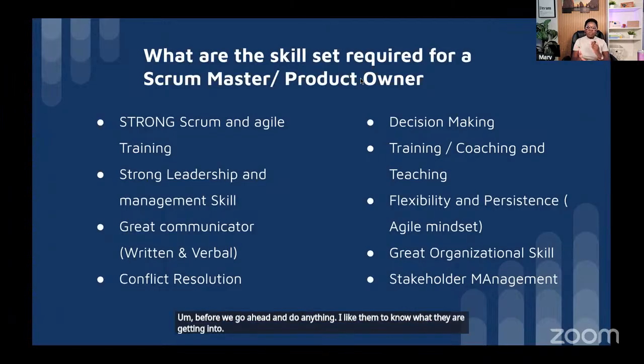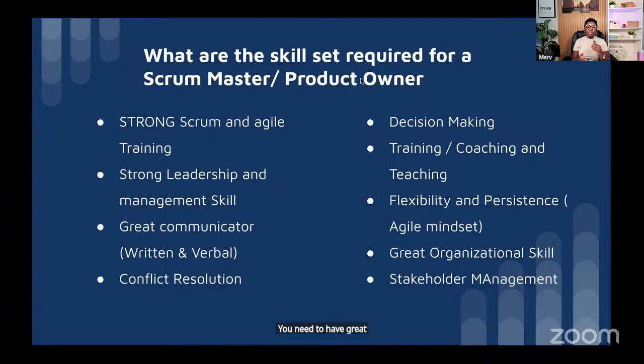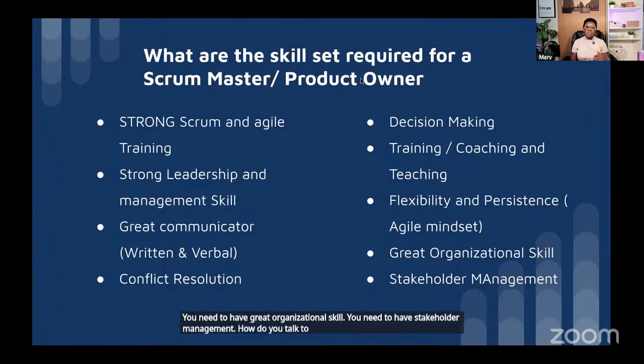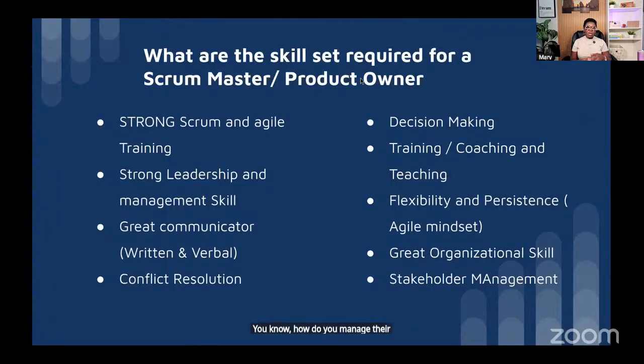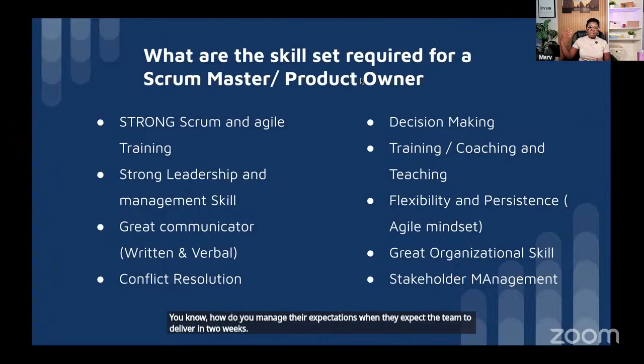You need to have great organizational skill. You need to have stakeholder management. How do you talk to stakeholders, the executives, the VPs, the directors? How do you manage their expectations when they expect the team to deliver in 2 weeks and you know that the team cannot deliver until like 4 weeks? How do you undo all of those things?